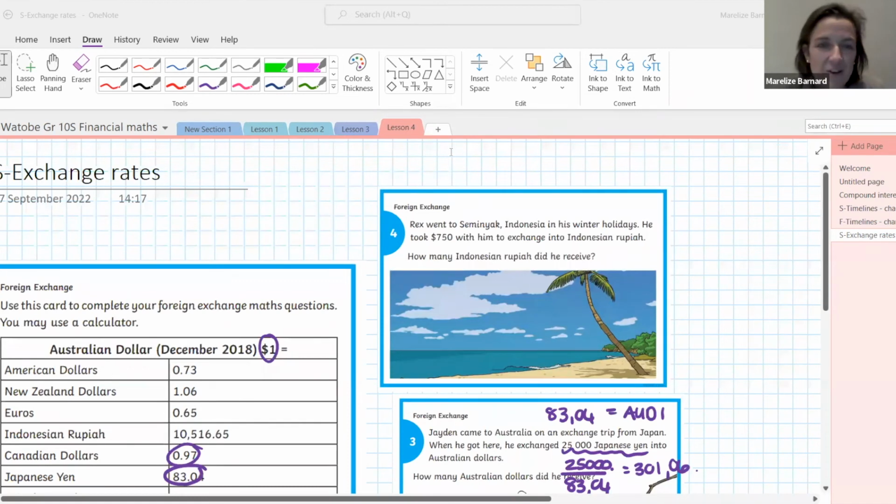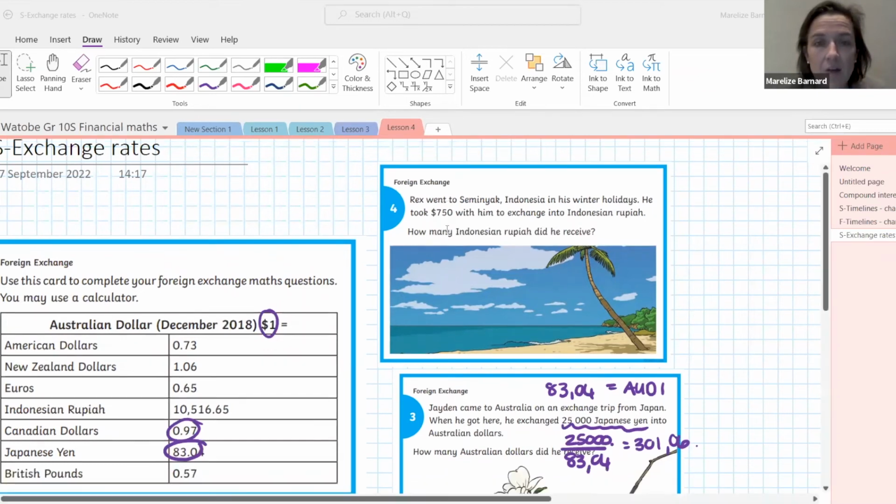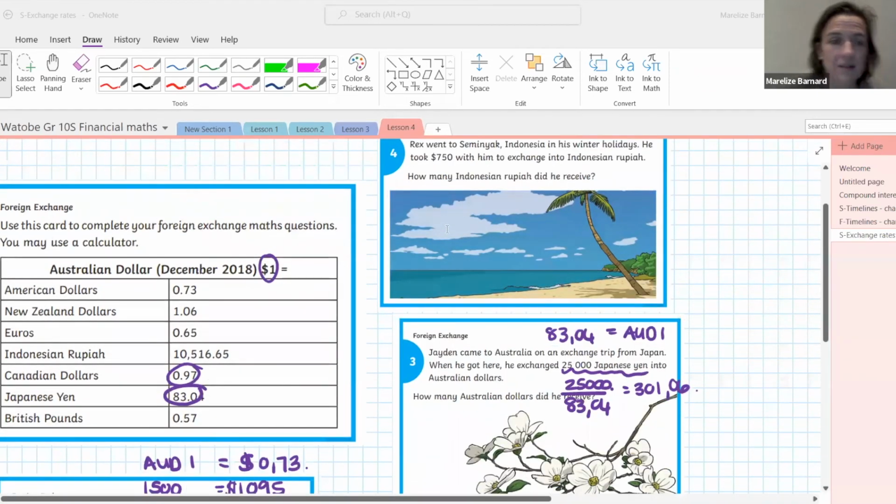Okay, well, one last stop. And read carefully before you just blindly do something, okay? Make sure that you're doing the right thing. So Rex went to Seminyak, I've never heard of that, Indonesia, in his winter holidays. He took 750 Australian dollars with him to exchange into Indonesian rupiah. How many Indonesian rupiah did he receive?